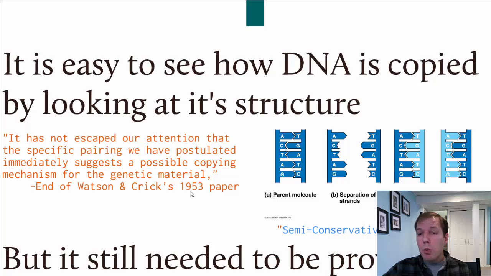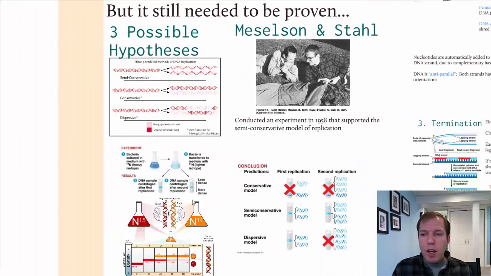If you go back to Watson and Crick's original paper in which they described the structure of DNA, they hypothesized that because of the complementary base pairing between bases, if those two strands of DNA are separated, it will be very easy to see how an additional copy can be made by simply filling in those complementary base pairs. Now, this is called semiconservative replication. However, this wasn't proven at the time.